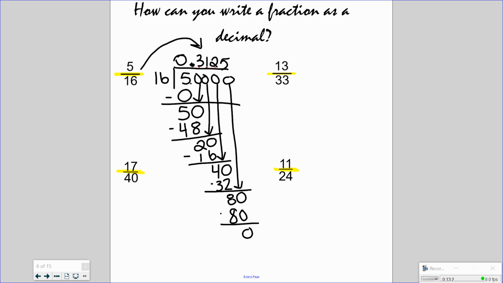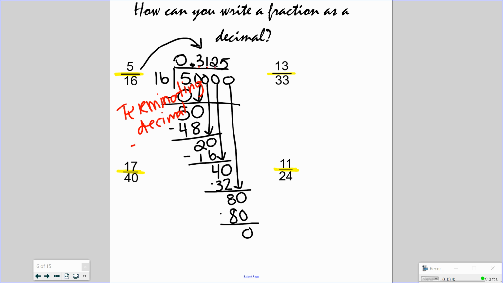Okay, so now we have to answer the question, is it terminating or repeating? Well, it looks like we got to a divisor here. We got to an answer of 0. So this is a terminating decimal.